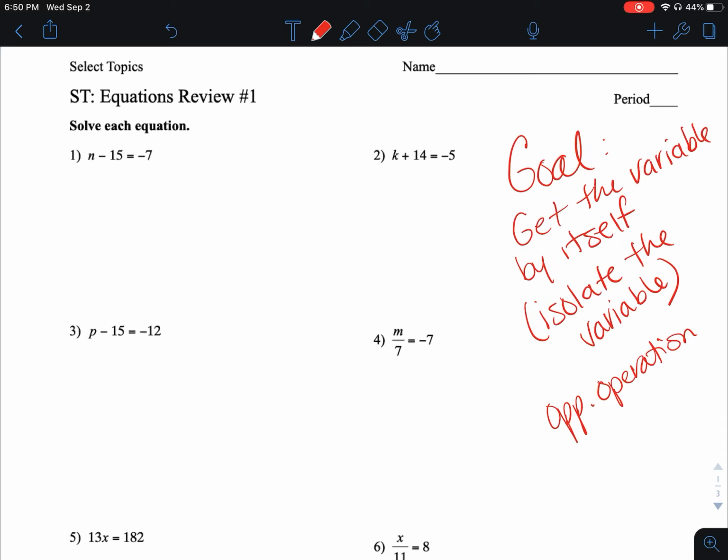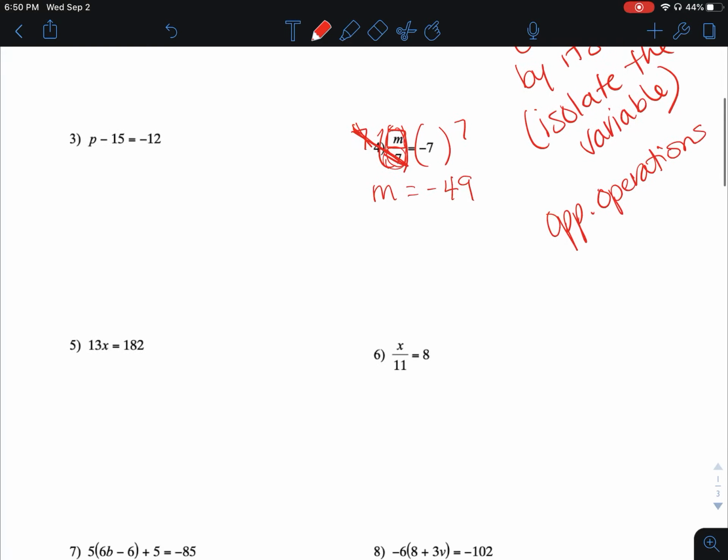All right, so for example, on number 4, notice that this is a division problem. So the opposite of dividing is multiplying. So in order to isolate or get the m all by itself, I've got to get rid of this divide by 7. To do that, I'm going to multiply both sides by 7. So this 7 and this 7 end up canceling each other out, so you're left with just m on this side. And then negative 7 times 7 is negative 49. And there's your answer. Remember, whatever you do to one side of the equation, you have to do to the other side as well. Okay, so those are pretty simple, not too bad at all.